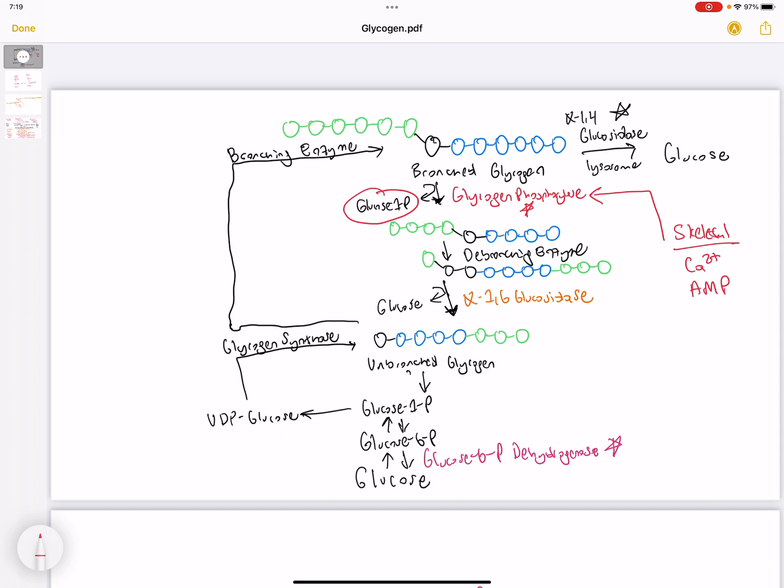The liver is also going to produce cAMP, and cAMP can also upregulate glycogen phosphorylase to give us glucose 1-phosphate.